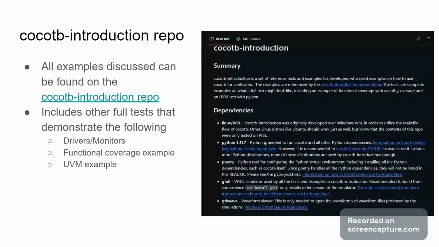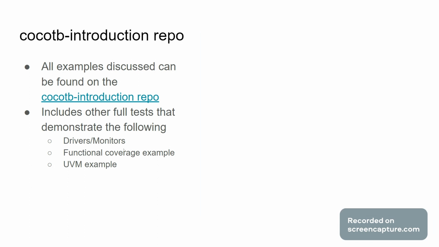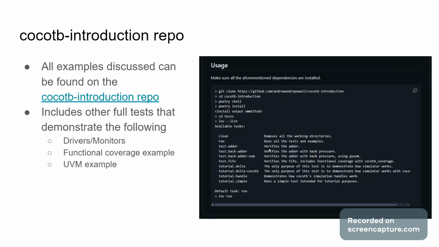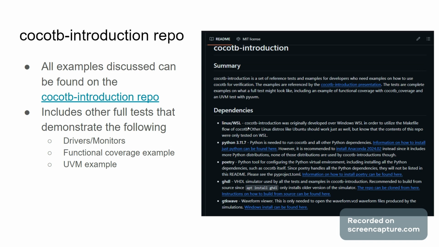So there's the functional coverage example, UVM example. These are obviously more advanced, but they're there to show you can do it. This is all part of the README that explains what you need to do to get things started. Yeah, you are going to need these dependencies.